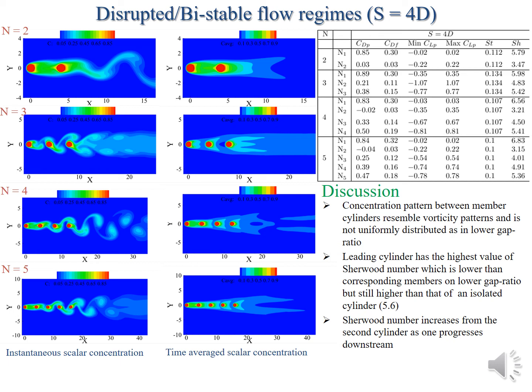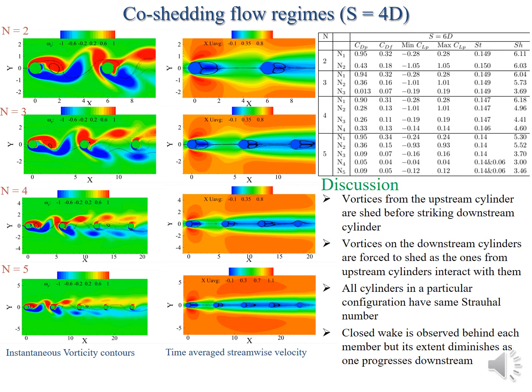But the same thing happens insofar as Strouhal number is concerned, because all the members in the structure have the same Strouhal number. The reason is that they have one vortex shedding frequency, since the vortices from the upstream cylinder come and force the vortices from the downstream cylinders to shed, forming one large vortex. So that is in this flow regime.